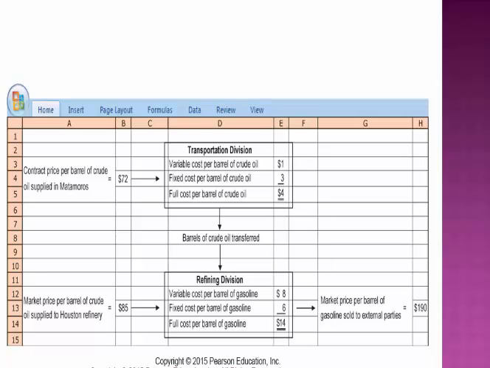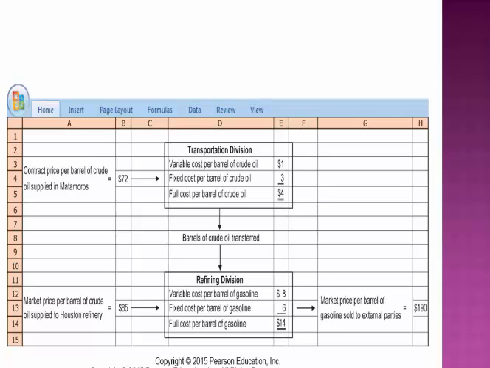So per barrel of crude oil, they have a variable cost of $1 per barrel, and then their fixed cost based on all the barrels that they handle is broken down to $3 per barrel, for a total cost of $4. So $4 on top of the 72 means the transportation division basically has $76 per barrel invested.